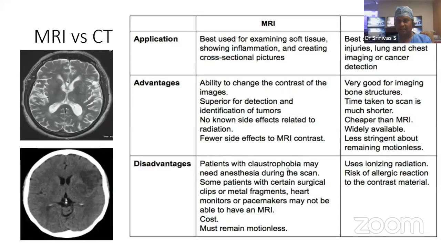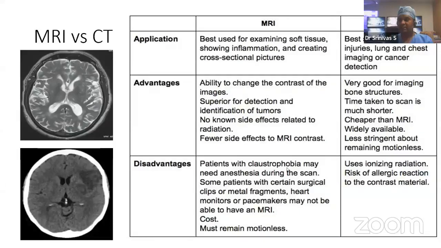So we have seen the indications and contraindications of CT and MRI. Now, when we compare both CT and MRI, MRI has the advantage of giving images with different contrast, and it has superiority for detecting tumors, with no side effects of any radiation and fewer side effects from the MRI contrast.